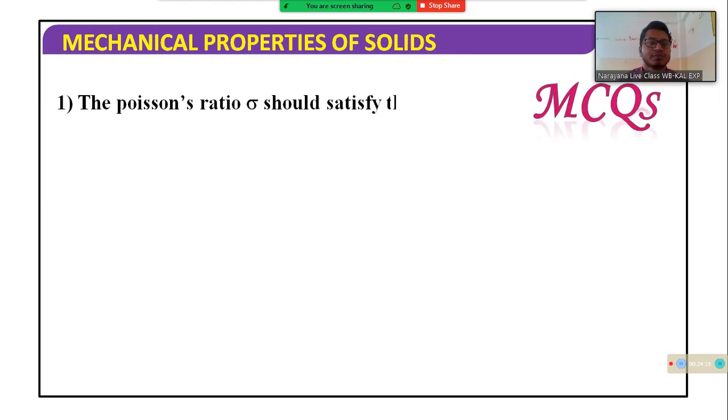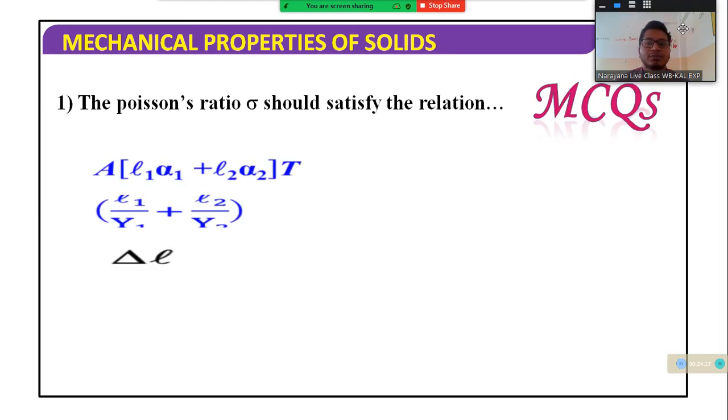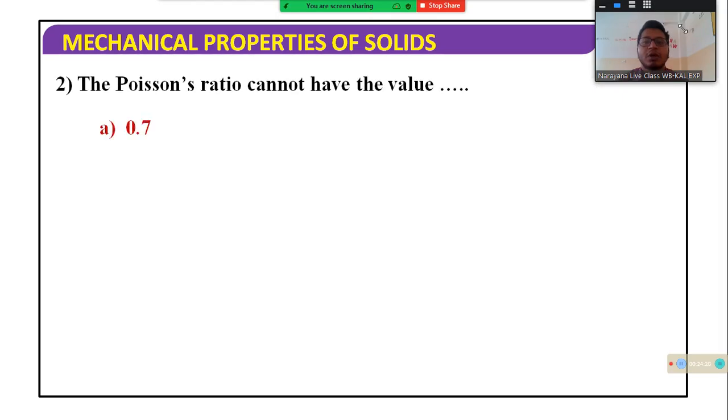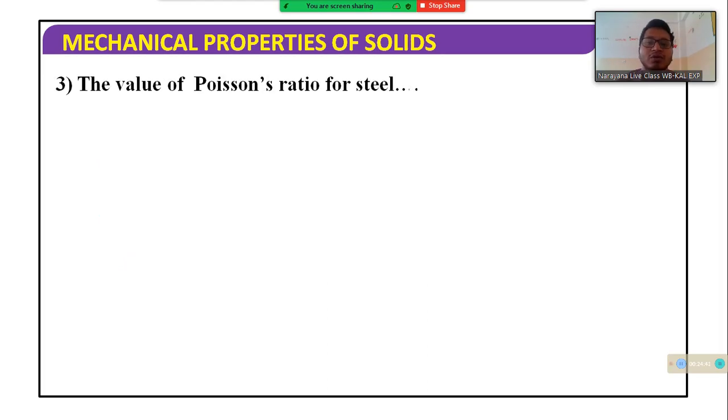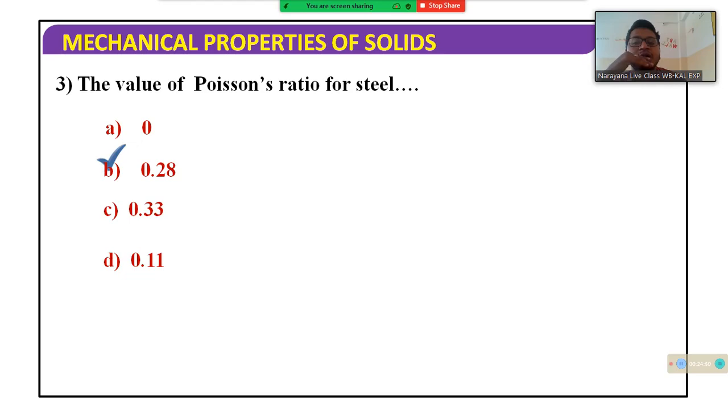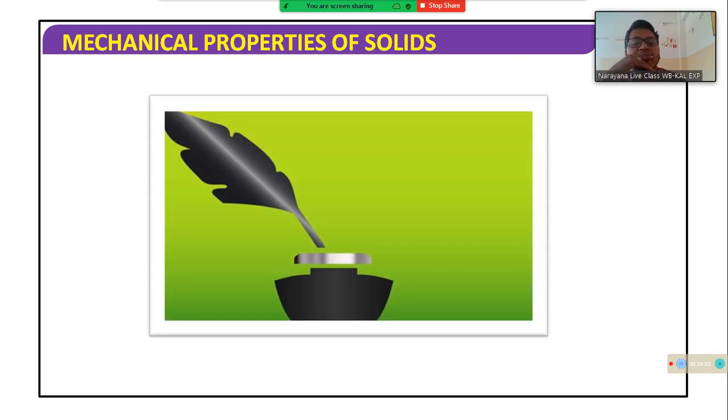MCQ. The Poisson ratio cannot have which value? It cannot be 7.7, since its value lies from 0 to 0.5. The value of Poisson ratio for steel is 0.28.